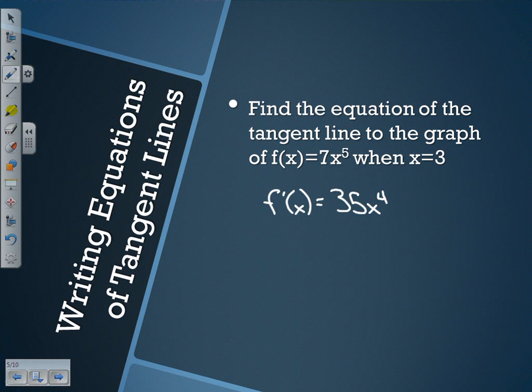Now that I have the derivative, how do I find the slope? Plug in the 3. So we're going to get a huge number, which is fine. So I'm doing f prime of 3, 35 times 3 to the 4th. So what? 2,835.